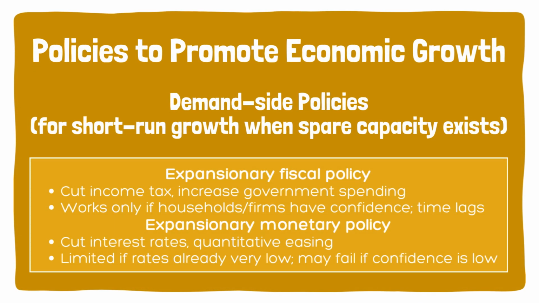If an economy has spare capacity, expansionary fiscal policy or expansionary monetary policy may be used to increase aggregate demand. For example, reducing taxes or lowering interest rates can encourage higher consumer spending and business investment. This increase in demand encourages firms to expand production and hire more workers. However, the success of these policies depends on factors such as consumer and business confidence.